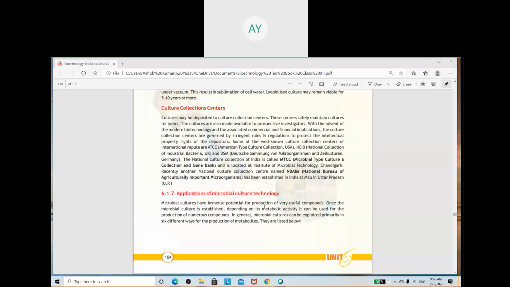Next, come to the application of microbial culture technology. What is the application of microbial culture technology? Okay, so try to know the production of whole microbial cells as food, that is, food for animals or food for human beings. There are so many examples, like Candida utilis and spirulina, which are used as single cell protein. We can produce a huge quantity of protein. Single cell protein is one of the most important examples.